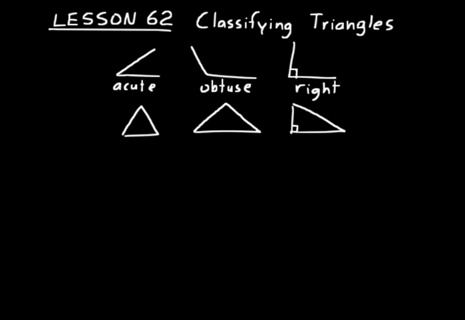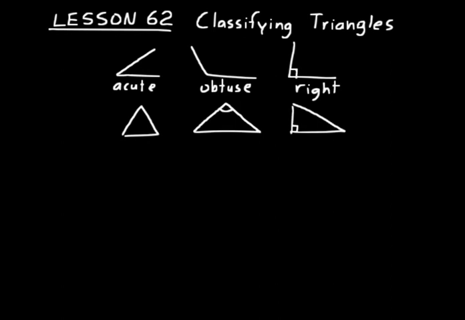Acute triangles, all angles, I kept saying sides, I don't mean to say sides here, I'm talking about angles. Acute triangles, all the angles are less than 90 degrees, or all the angles are acute angles. In an obtuse triangle, just one of the angles is obtuse. And then in a right triangle, just one of the angles is a right angle. So we can classify triangles according to their angles as acute, obtuse, or right triangles.